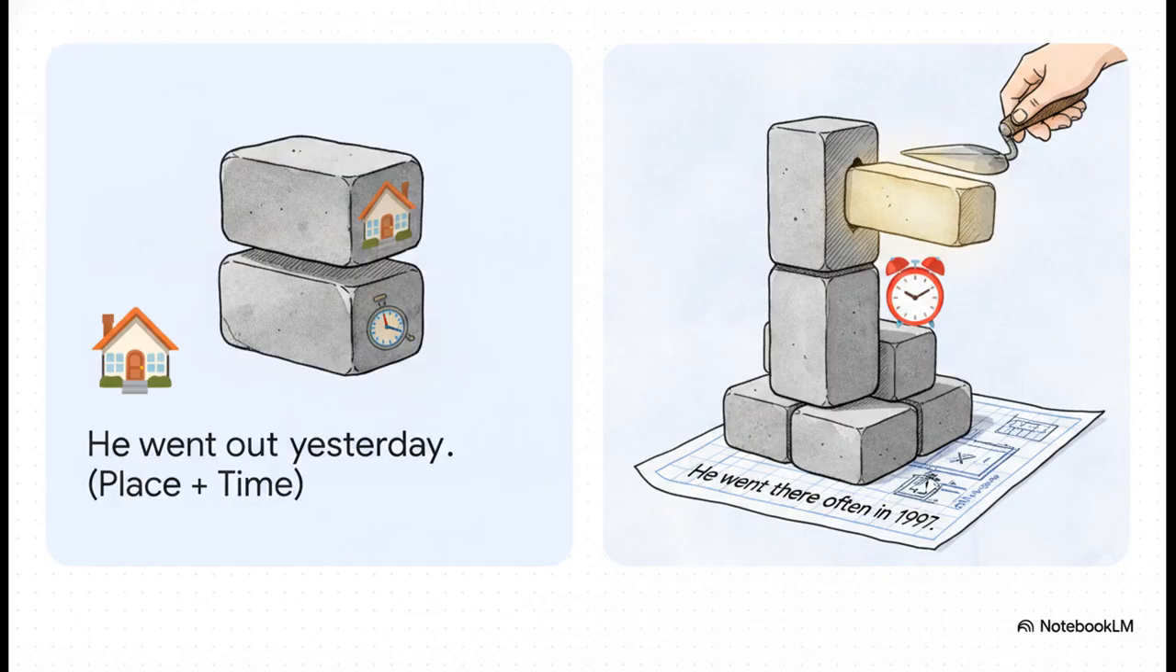But what happens when we start adding even more bricks? A simple sentence like, he went out yesterday, just uses place and time. But when you add frequency to the mix, that frequency block needs to find its proper structural load-bearing spot, which actually pushes it to come before the time. You wouldn't say, he went there in 1997 often. No way. You say, he went there often in 1997.